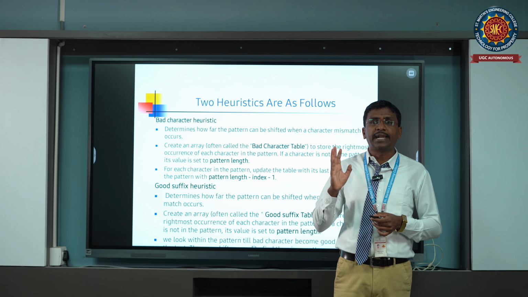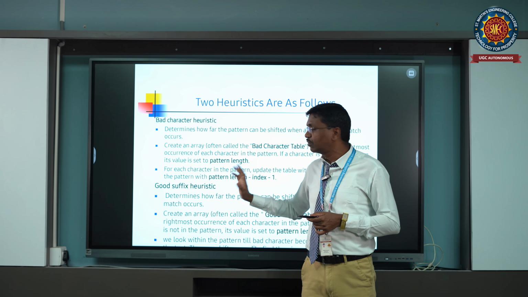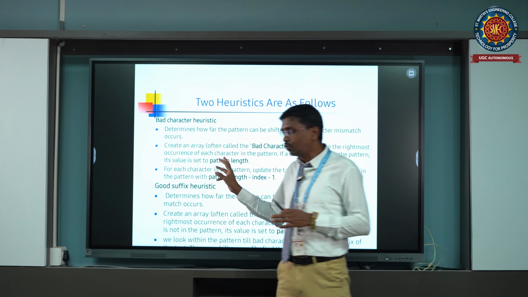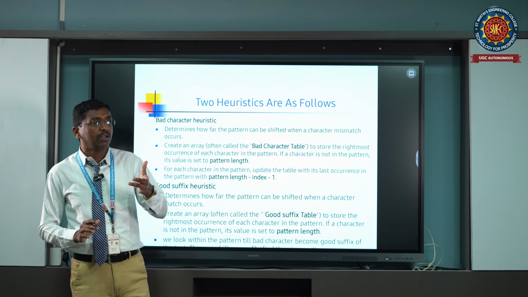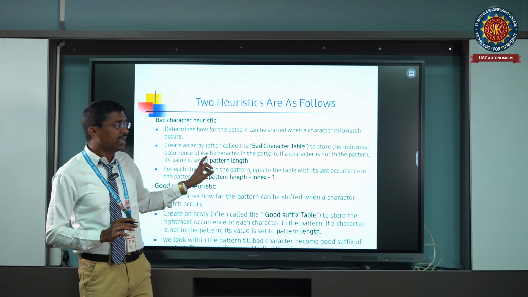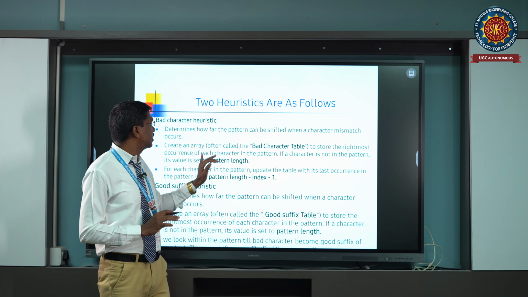Where is the mismatch we're getting? We're going to solve that problem. We're using the bad character and good suffix heuristics, and these two are very important. They determine how far we're going to shift a particular pattern. See there, what is being created is an array to store the rightmost occurrence of each character.